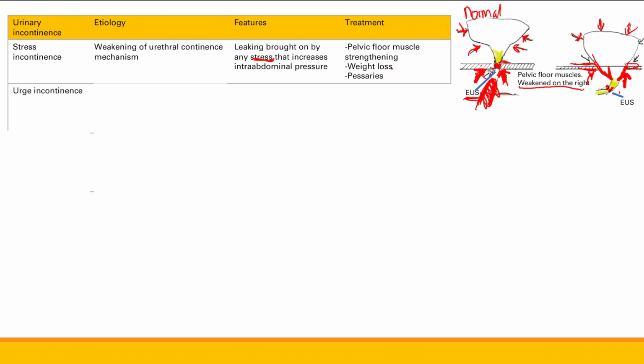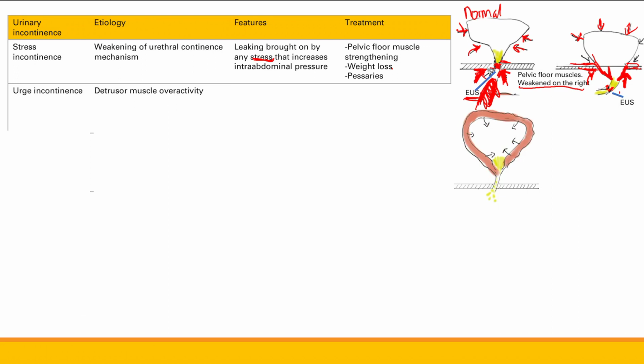Number two, urge incontinence. What does that mean? Just look at the name. This is leakage of urine associated with sudden urges to pee. Physiologically, why would you have a sudden urge to pee? It's because your detrusor muscles in the bladder are contracting too much. That's what causes your urine to go out. So if you have detrusor muscle overactivity, you get this sudden urge to pee, and then leakage. You can't control it.